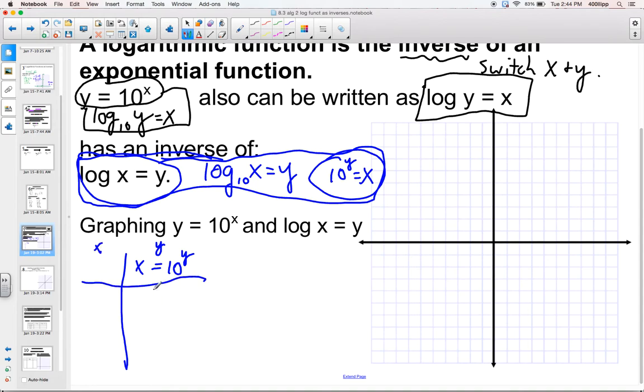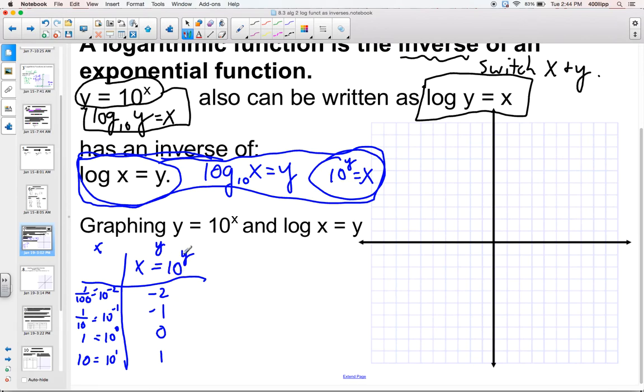Okay, so I'm going to plug in values for my y: -2, -1, 0, and 1, and now I'm going to solve for x. This is 10 to the -2, which is 1 over 100. This is 10 to the -1, which is 1 over 10. This is 10 to the 0, which is a 1. 10 to the 1st, which is a 10. So now my x's are here, and I plugged in for my y.